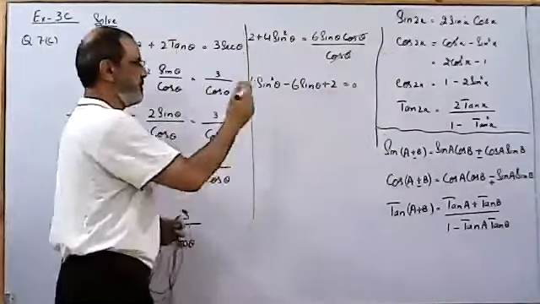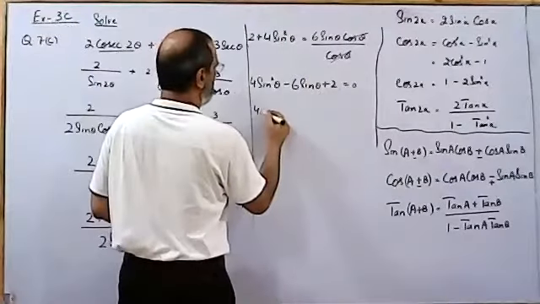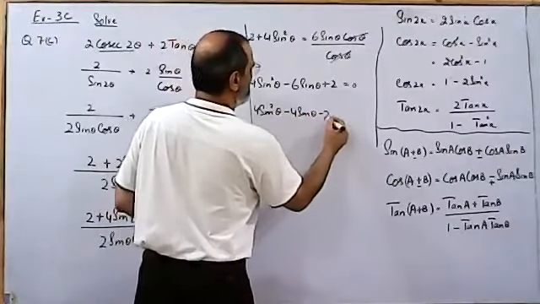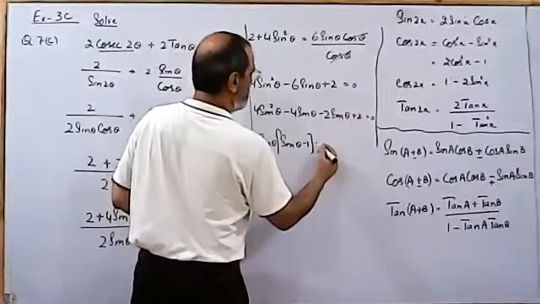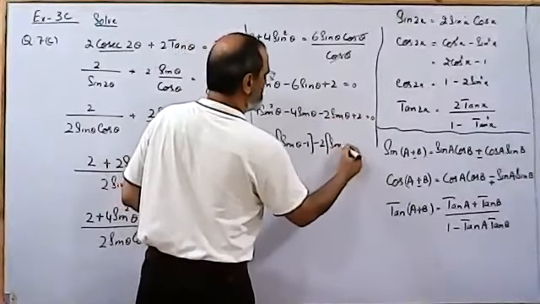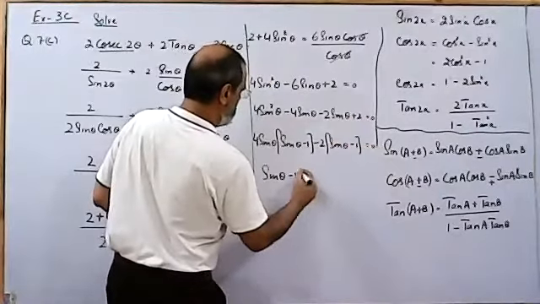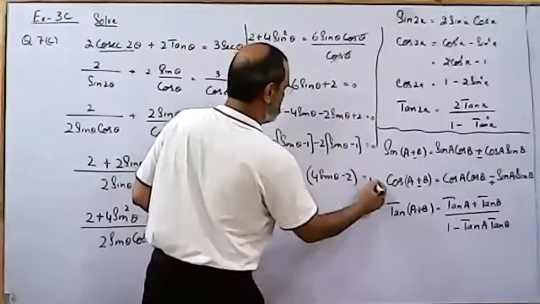So we have to factorize this equation. 4 twos are 8. So I'll get 4 sine square theta minus 4 sine theta minus 2 sine theta plus 2 is equal to 0. 4 sine theta is taken as a common factor, left with sine theta minus 1. Here I'm taking minus 2 as a common factor. So sine theta minus 1. Sine theta minus 1, 4 sine theta minus 2 is equal to 0.